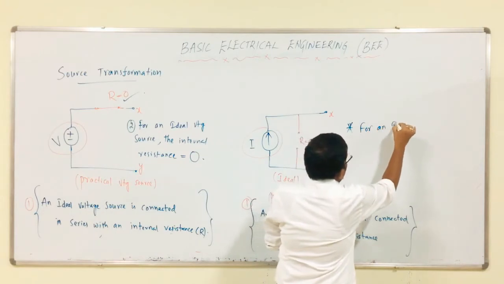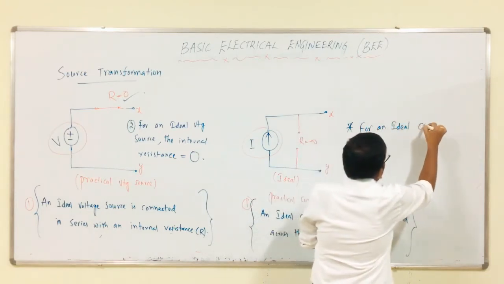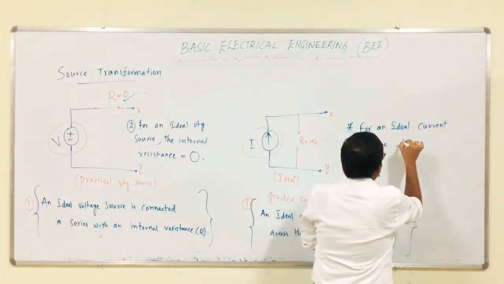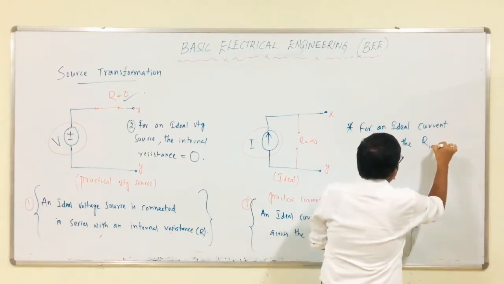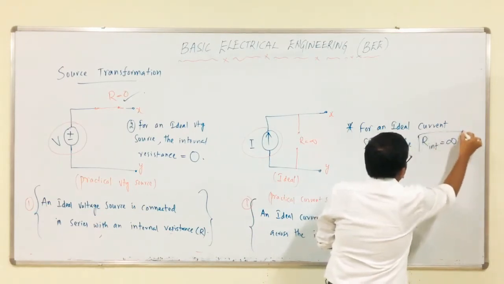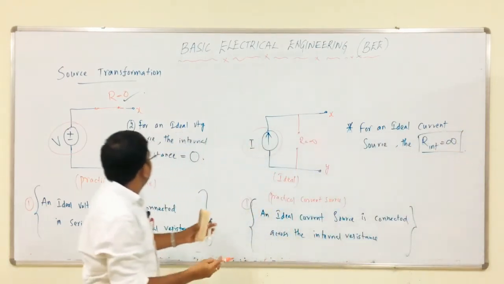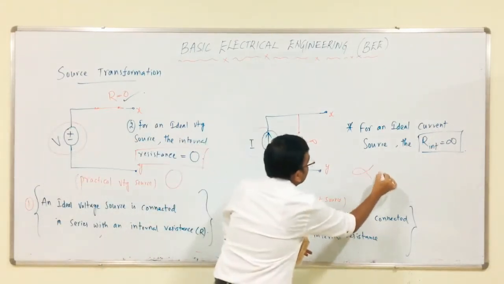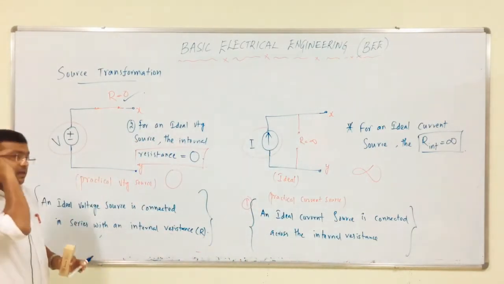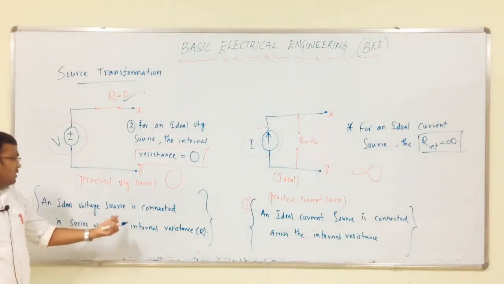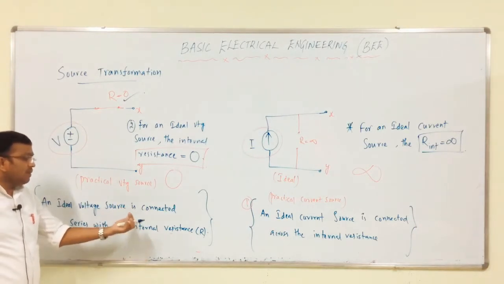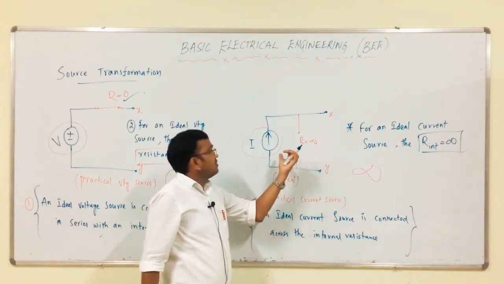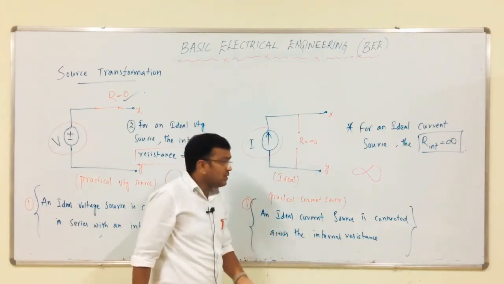So, like this. Second point is what? For an ideal current source, the R internal is equal to what? Infinite. This is very important. This is 0, this is infinite. So, the ideal voltage source connected in series with an internal resistance is nothing but practical voltage source. If it is connected across the current source, it is nothing but practical current source.